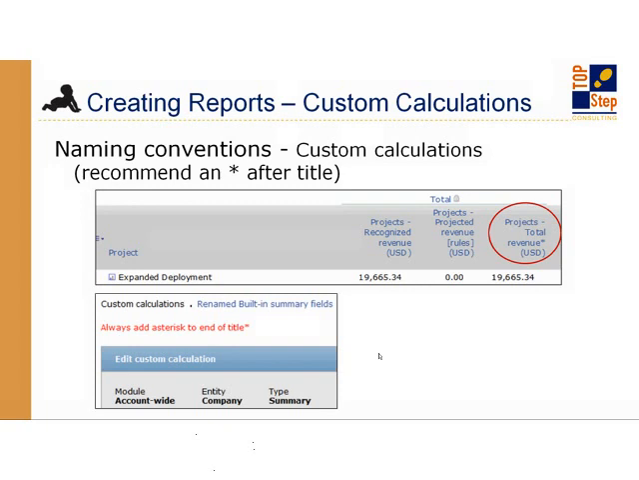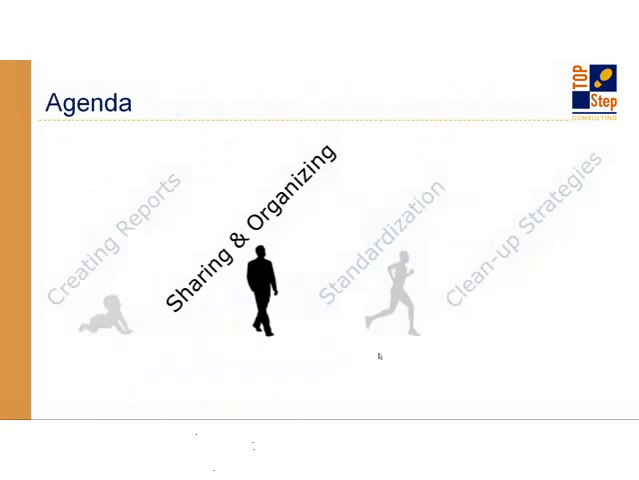I have this one in red. Always add asterisk to the end of title. That way, if it's not you, but it's somebody else creating a custom calculation, they'll see that, oh, they're all named with an asterisk, and here's a reminder to do that for this new one I'm creating. All right, those are my tips for creating reports. Let's move on to sharing and organizing.